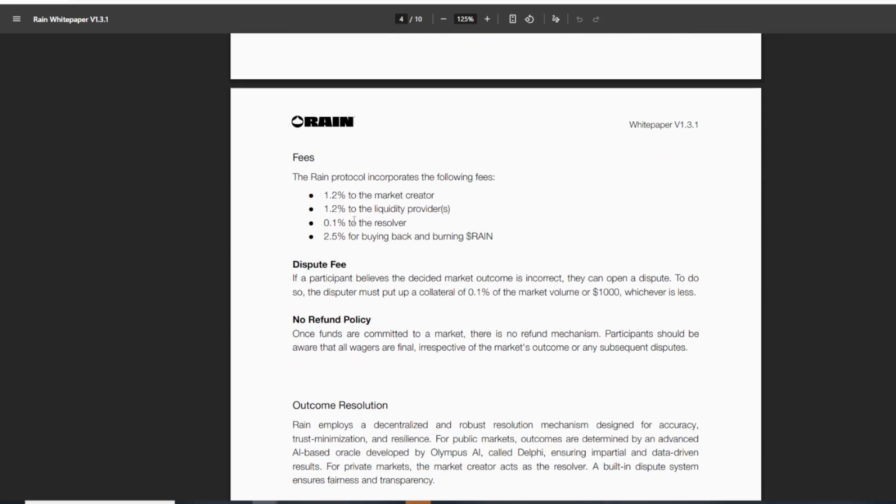Okay, so I need to go through this. RAIN, so the fees are directed, i.e. 1.2% to the market creator. So when you create a market, you get 1.2% for creating it. Liquidity providers get 1.2%, shared, 0.1% to the resolver, and 2.5% for buying back and burning RAIN.